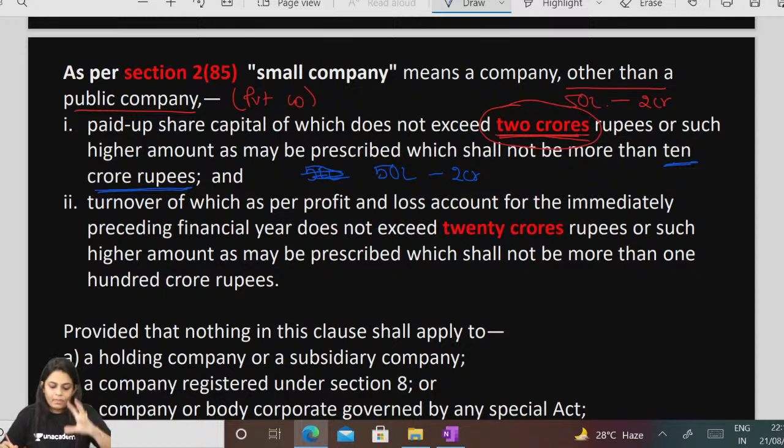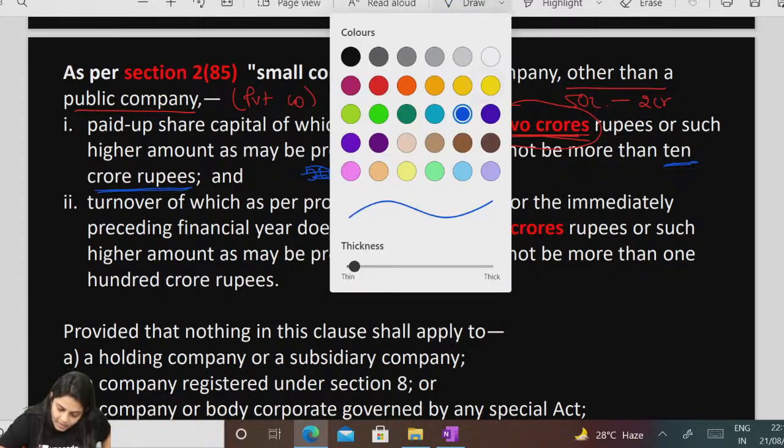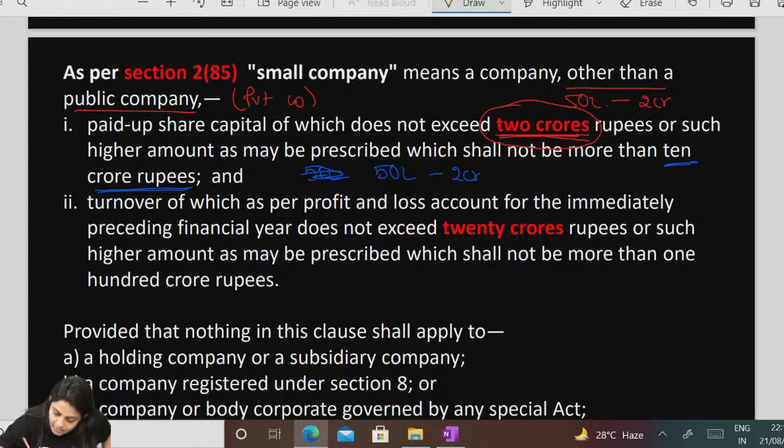Now tell me, can they increase this 2 crores? Can they increase this 2 crores to 5 crores or 7 crores? Or even maybe 9.75 crores or 10 crores? Can they do it? Okay, there is a lag, I guess, and I wanted the answer from you.